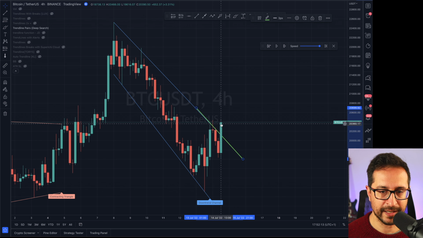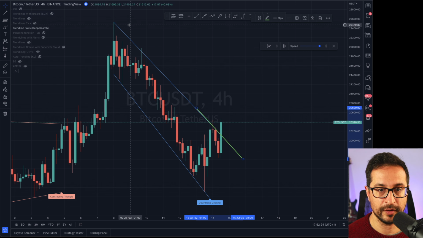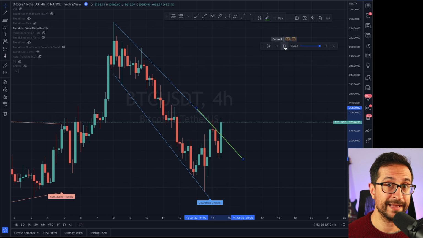This is the actual breakout. This is the time the candle closes. It's a big green candle. Most aggressive traders will have taken already a trade when this candle closes above this line. Now let's see if we get a confirmation.